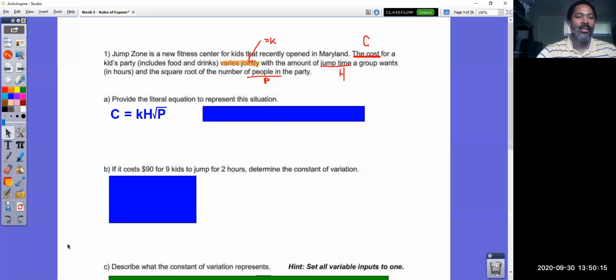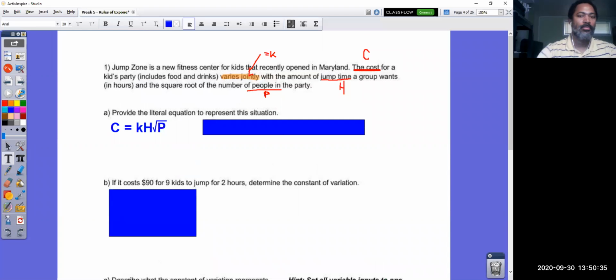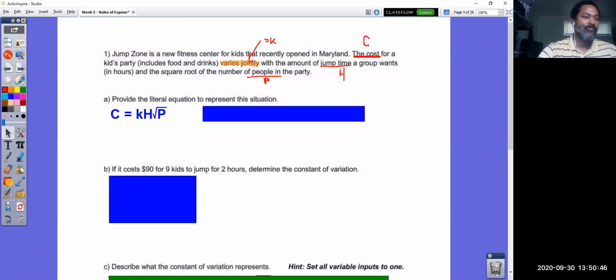Now, in part B, it says if it costs $90 for 9 kids to jump for 2 hours, determine the constant of variation. So I'm giving you the cost, the hours, and the total number of people. I want you to put in the chat what the value of k equals. Okay, so we got a lot of 15s, that's exactly right.